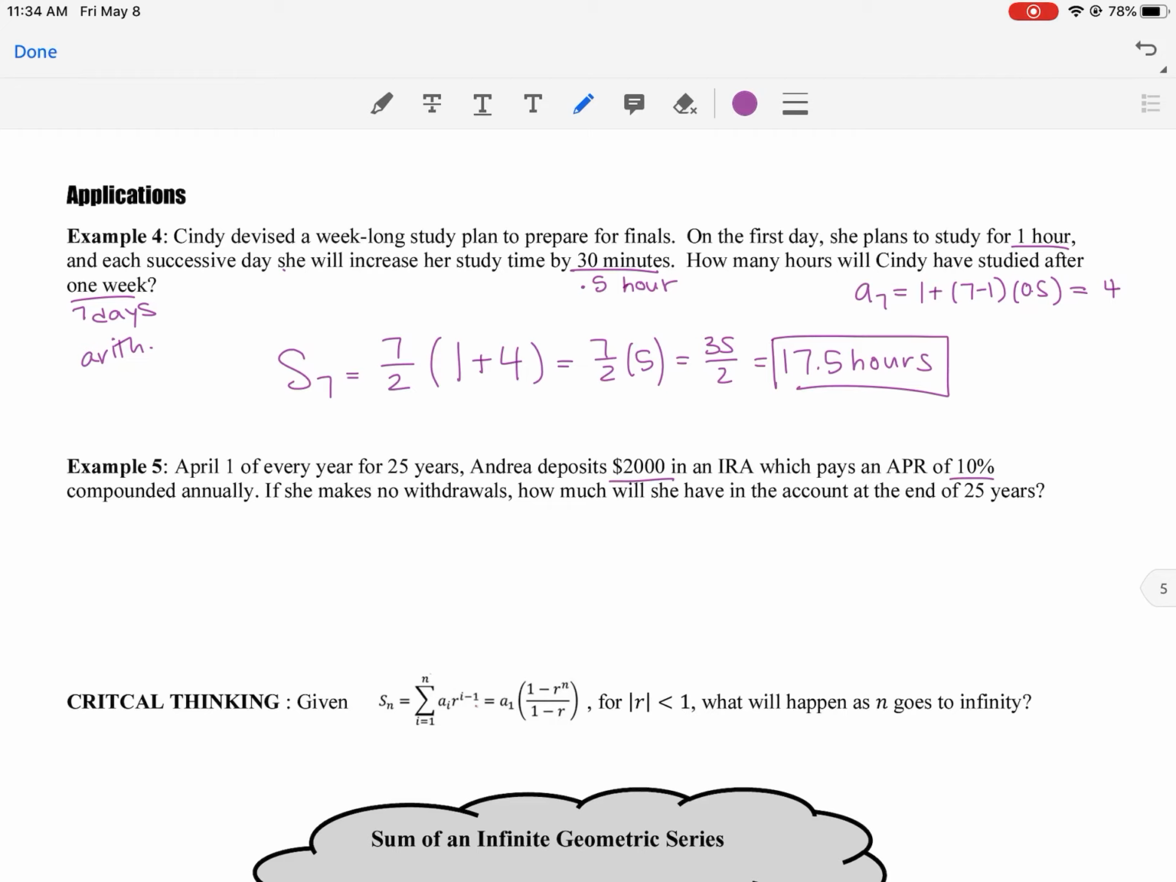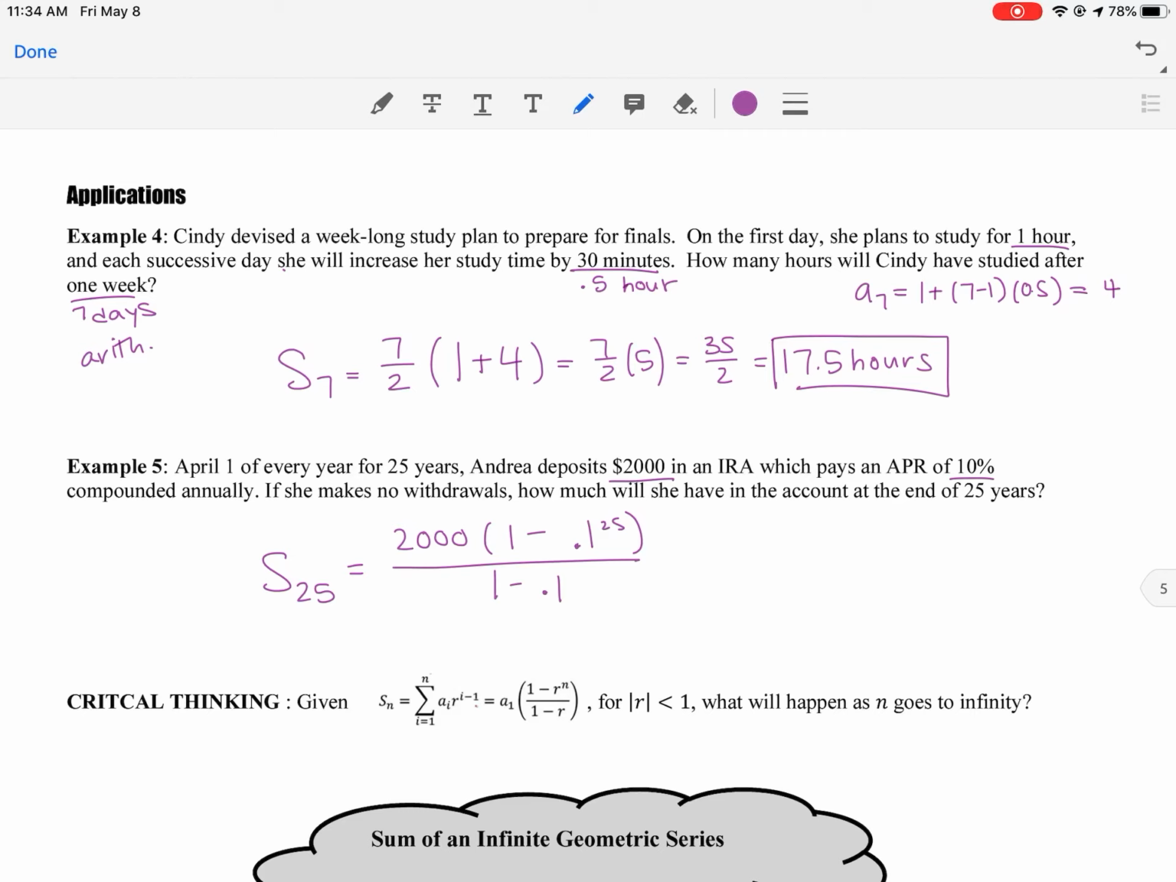So in this case, you can think about this rate as geometric, right? It's going to multiply. So we're going to do S sub 25 years, right? And we're going to have the initial amount, which is 2,000, and then 1 plus her rate, which you should do as a decimal of 10%, to the 25th. And then, oh, sorry, 1 minus her rate to the 25th all over 1 minus her rate.